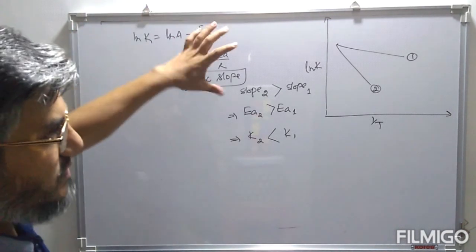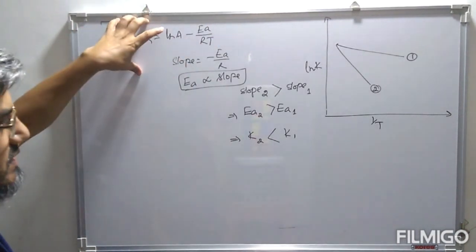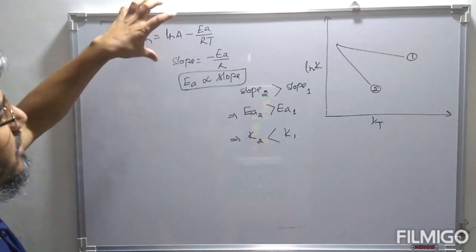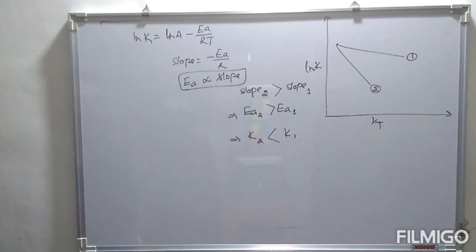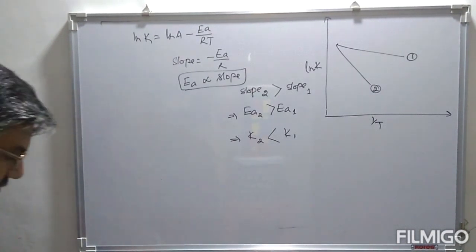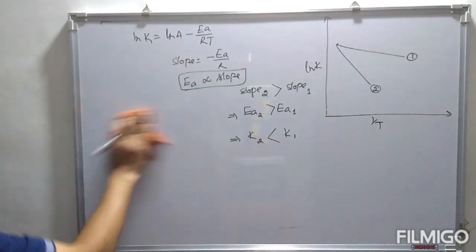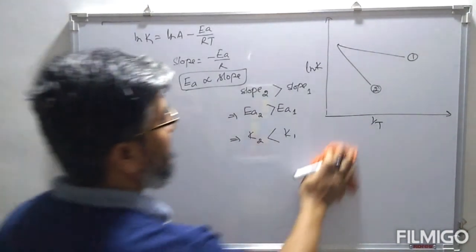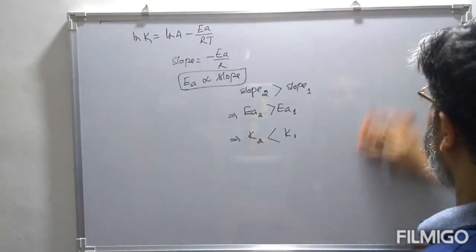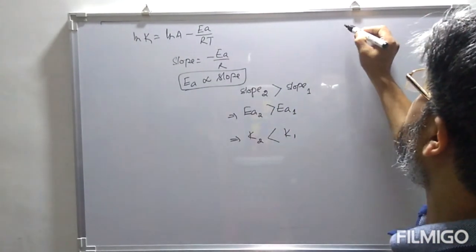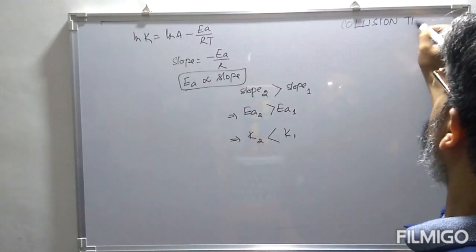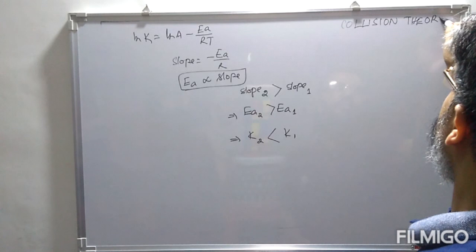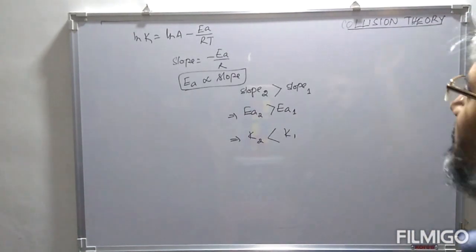And what are the terms involved in the Arrhenius equation? What is the meaning of activation energy? And how to define this activation energy from the Arrhenius equation. Now having learned this Arrhenius equation, we use one more theory, that is collision theory.